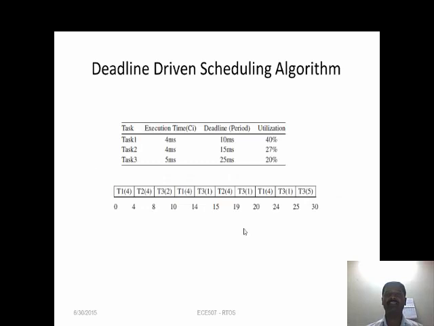Let's take the same example scenario. Same example, task 1, task 2, task 3, with its own execution period of 4 milliseconds, 4 milliseconds, and 5 milliseconds, with the same deadlines. Of course, the utilization factor is varied here due to the changes in 6 and 5 in the execution time, considering the earlier example, and how this scenario is deployed.